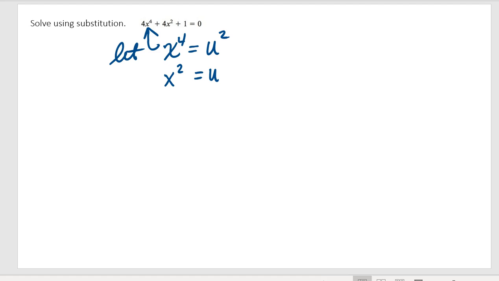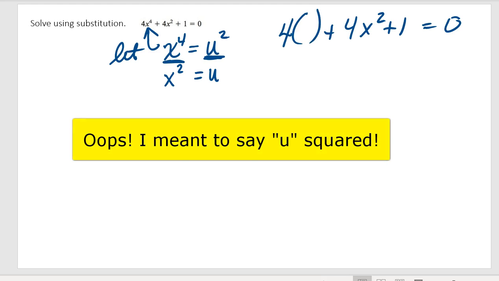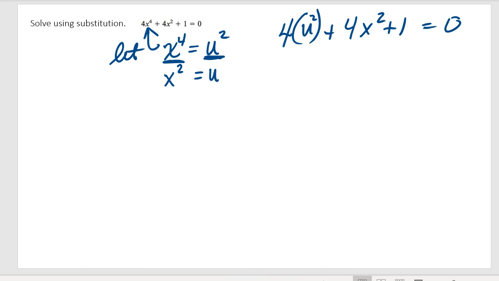Now I can make these substitutions into my real equation. So we know that x to the fourth is the same thing as x squared squared. That's what our substitution is saying. So we're going to substitute that out. And x squared, we're going to use the substitution of u.